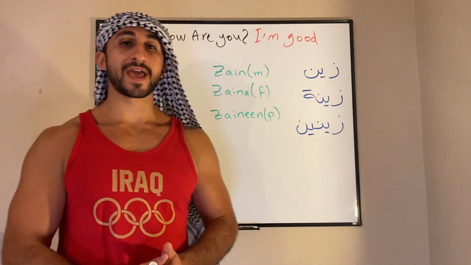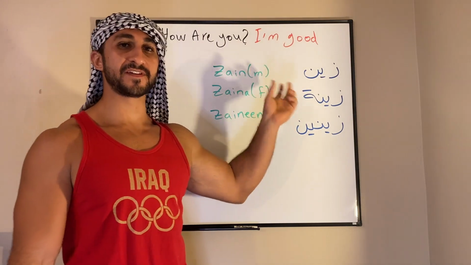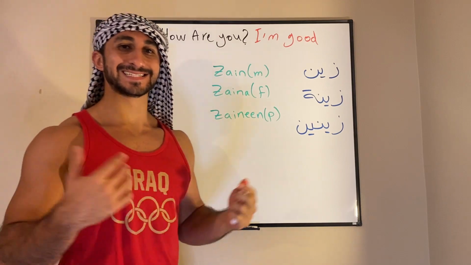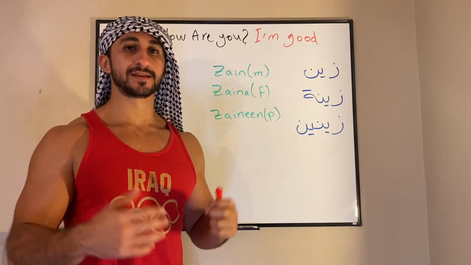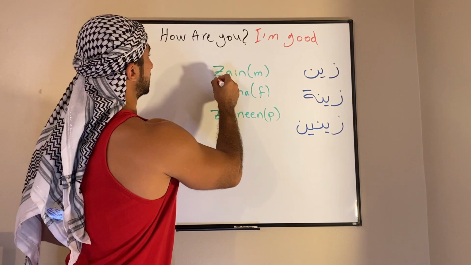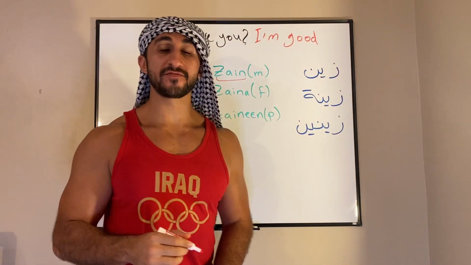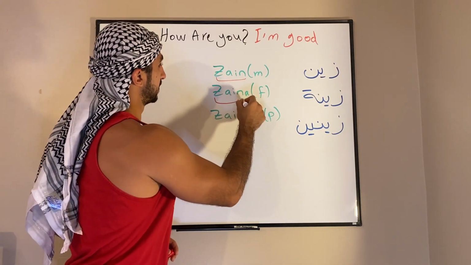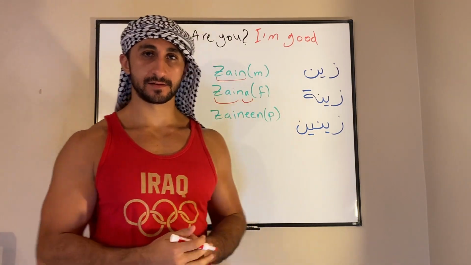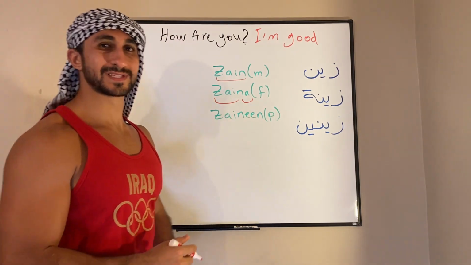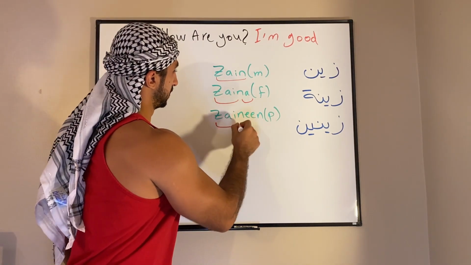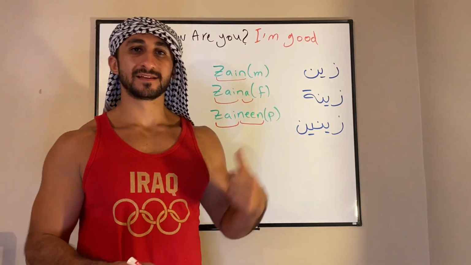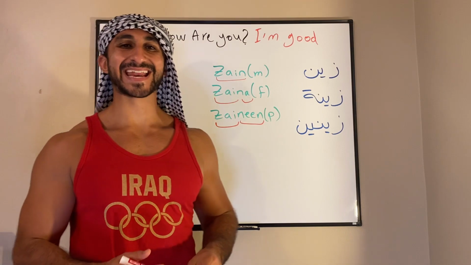So how do you answer I am good for a male, female, and plural? For a male, you would say zan. Ishlonek, zan. For a female, you would say zena. So you just add an A, zena. And for plural, you would say zanin. So, zan, zena, and zanin.